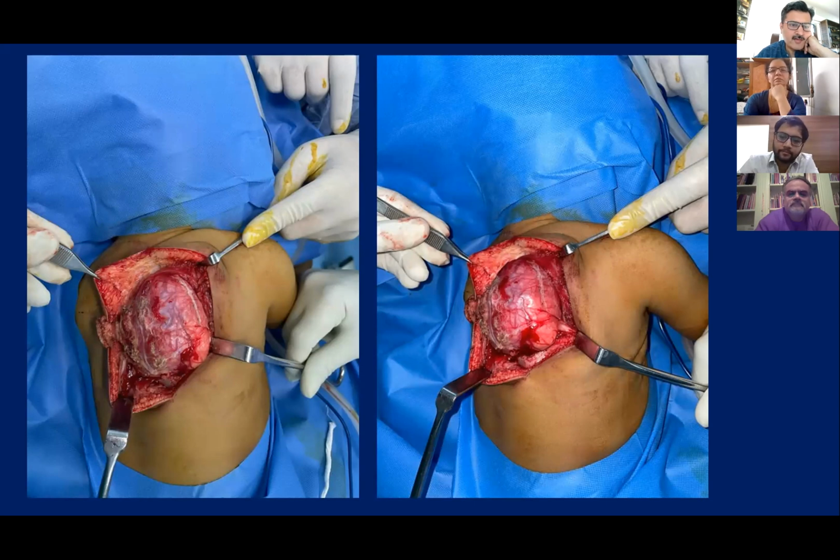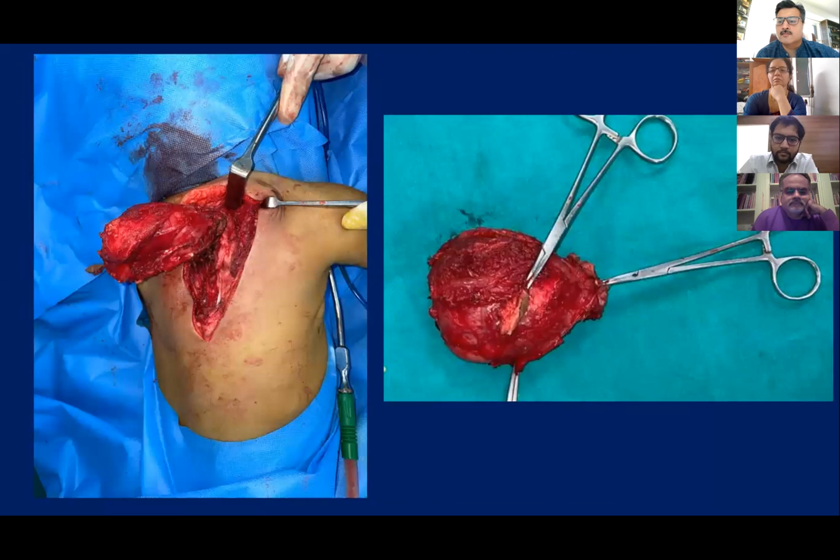So Mandeep, you want to explain? No, I think the pictures are self-explanatory. Basically we aimed not at really radical margins like in sarcomas, but at marginal to slightly wide margins, which is what we usually do for benign aggressive lesions.